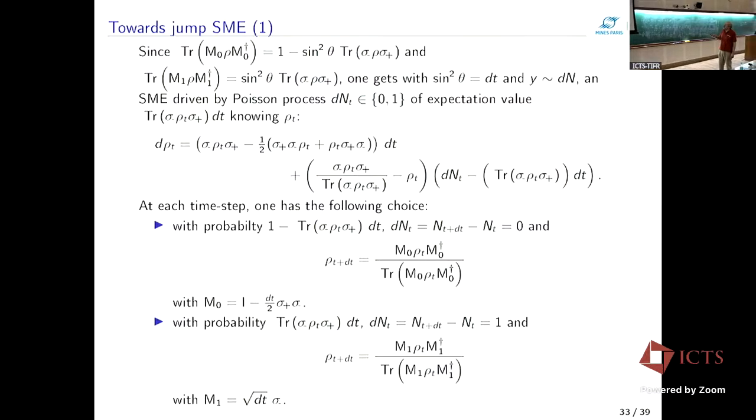So you say that sine square of theta is dt, and y is dN, your counter. It is either 0, or you have one click, okay? And you can write down the expectation value. So what is the average value of dN? It is this probability, and this probability is typically this trace here.